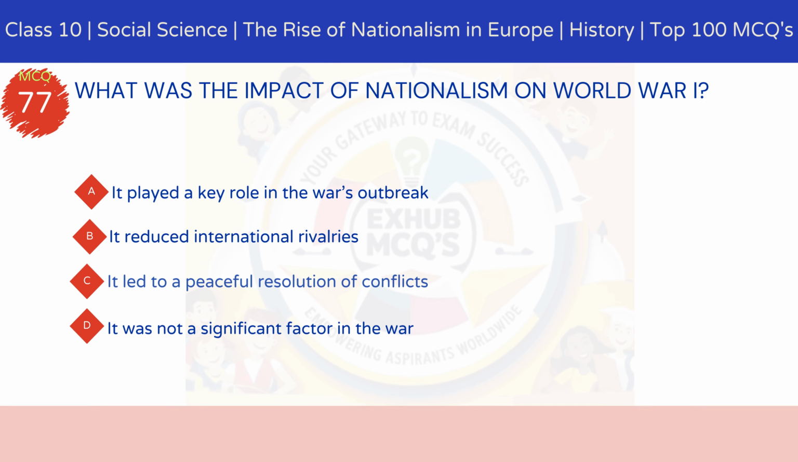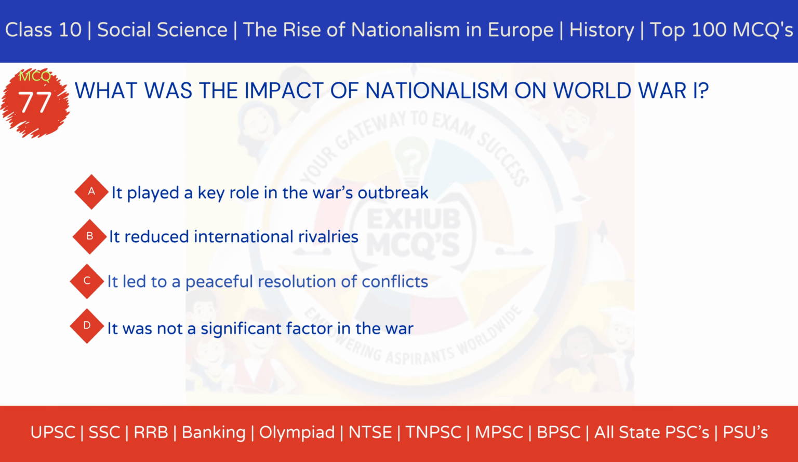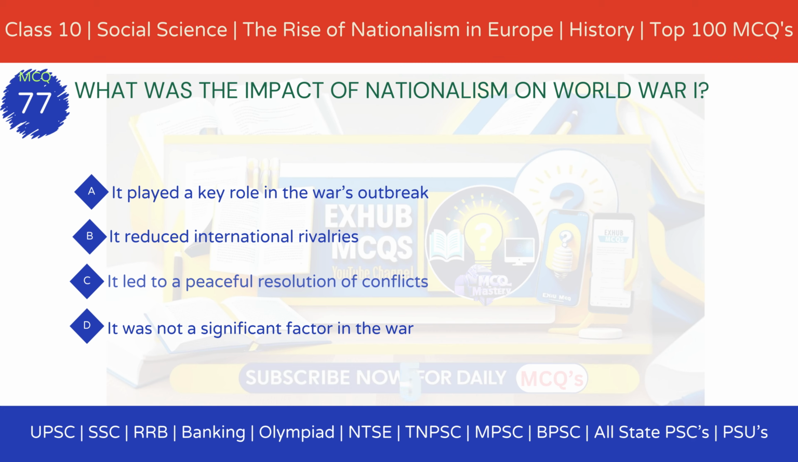MCQ 77. What was the impact of nationalism on World War I? Option A. It played a key role in the war's outbreak. Option B. It reduced international rivalries. Option C. It led to a peaceful resolution of conflicts. Option D. It was not a significant factor in the war.